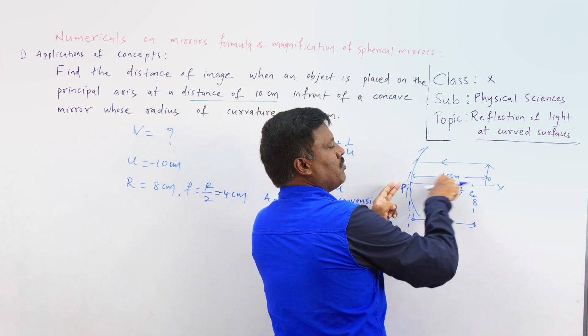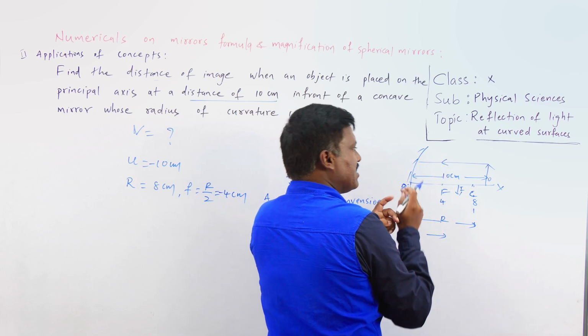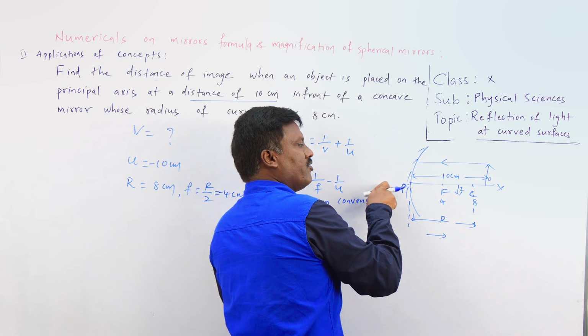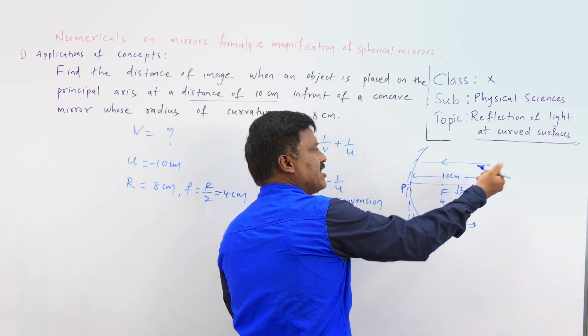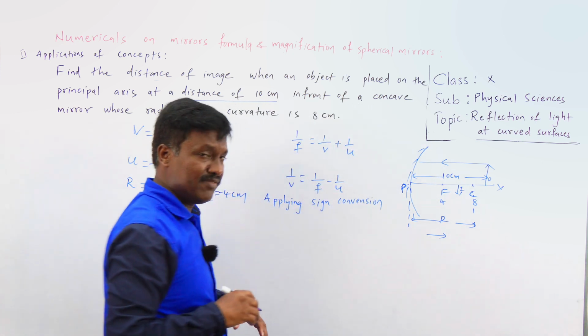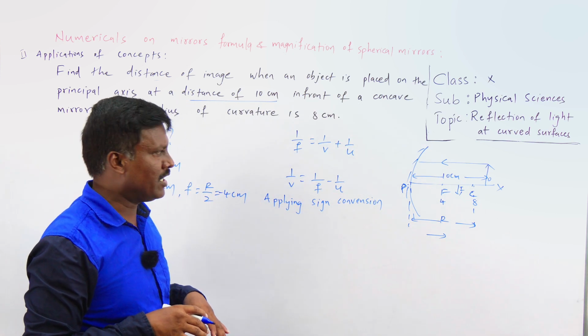This way I have to go, but my direction is opposite to the incident ray. That is why the sign is to be taken negative. Focal length also, I have to move from P to the F. My direction is opposite to the incident ray. That is why the sign is to be taken negative. Sign convention we have already discussed. Okay.